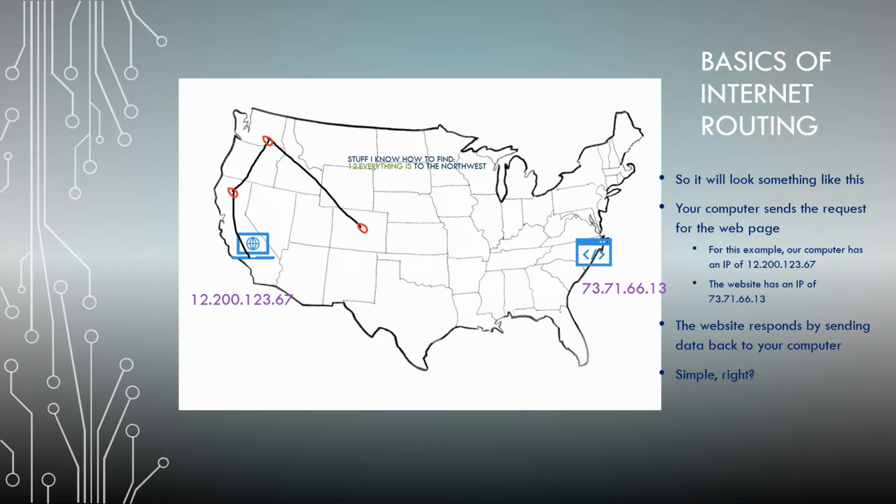And Denver says, stuff I know how to find. Well, I know that 12.everything you can get to up to the northwest. And realistically, it'll probably have a couple of connections to 12.everything going out various directions. But again, simplified map. It knows 12.everything is to the northwest. 73.everything is over on the Comcast network. So this is where Comcast and AT&T have peered, and the router will handle the traffic between the two.